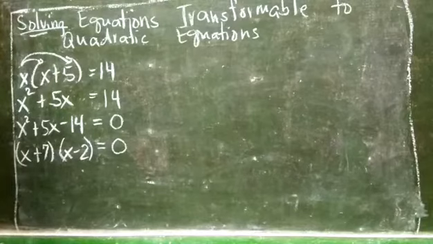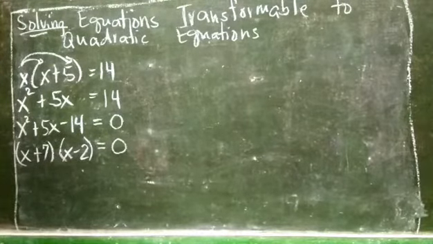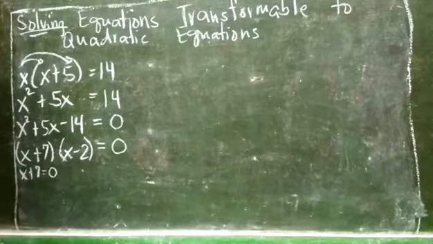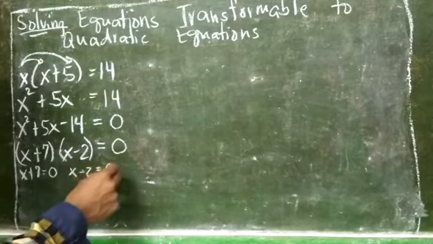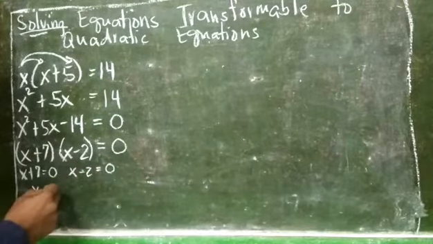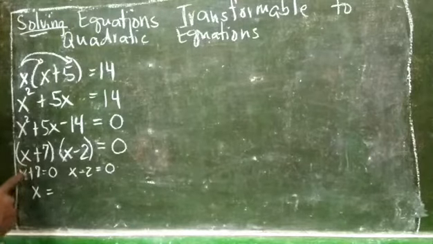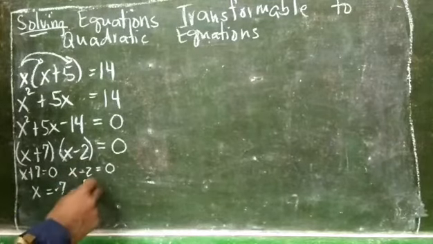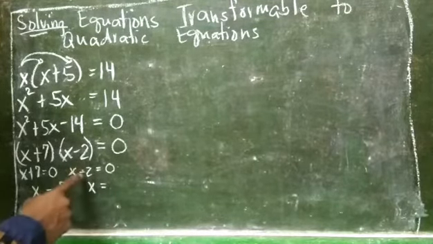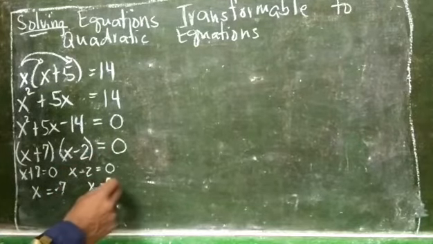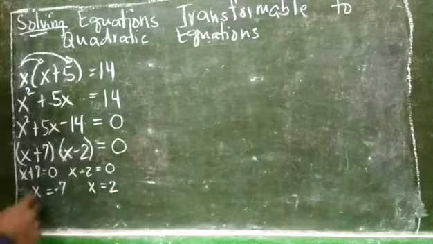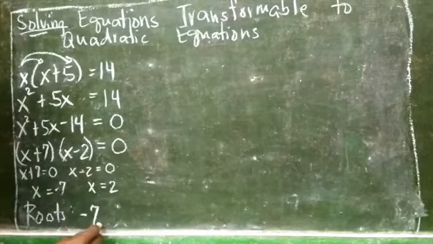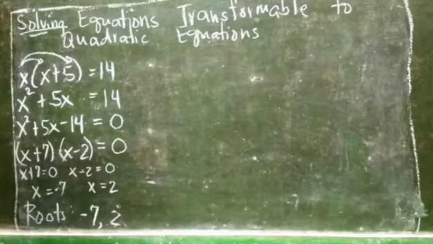Okay, so after writing it in factored form, let's now equate each factor to 0. So x plus 7 equals 0. x minus 2 equals 0. So isolate natin yung x. So x now is equal to, transpose positive 7 to the right side of the equation, magiging negative 7. Then isolate x here. Transpose yung negative 2 to the right side of the equation, that becomes 2. Therefore, the roots of the equation are negative 7 and 2. So, yan yung unang halimbawa.